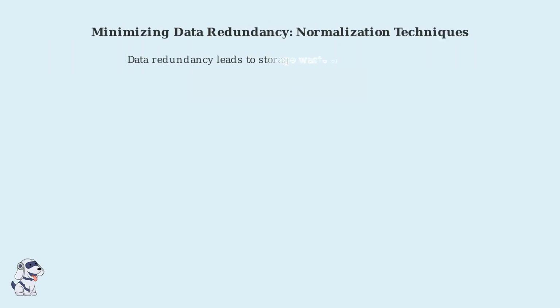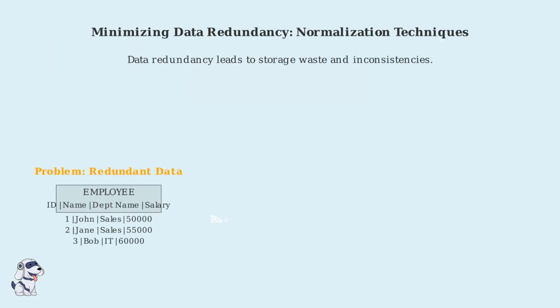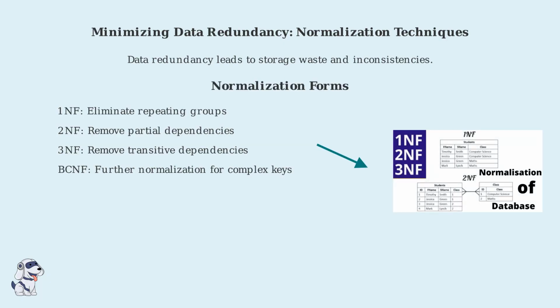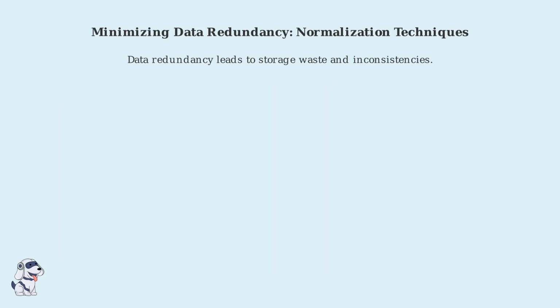Minimal data redundancy prevents storage waste and inconsistencies. Without proper design, the same information repeats across records, wasting space and risking errors. Normalization uses techniques like 1NF, 2NF, 3NF, and BCNF to eliminate redundancy. First normal form removes repeating groups. Second normal form addresses partial dependencies. Third normal form handles transitive dependencies. And Boyce-Codd normal form provides stricter rules for complex keys.